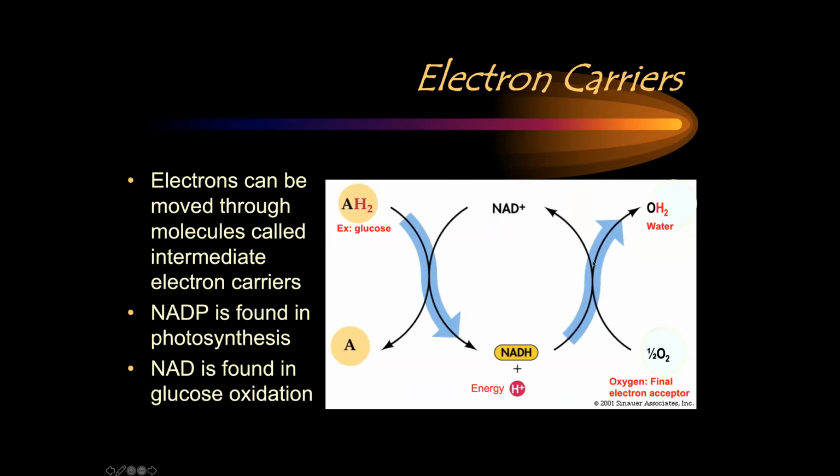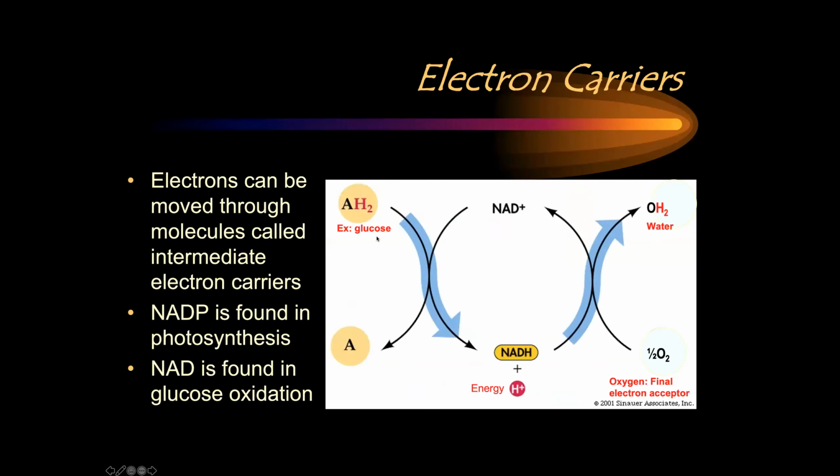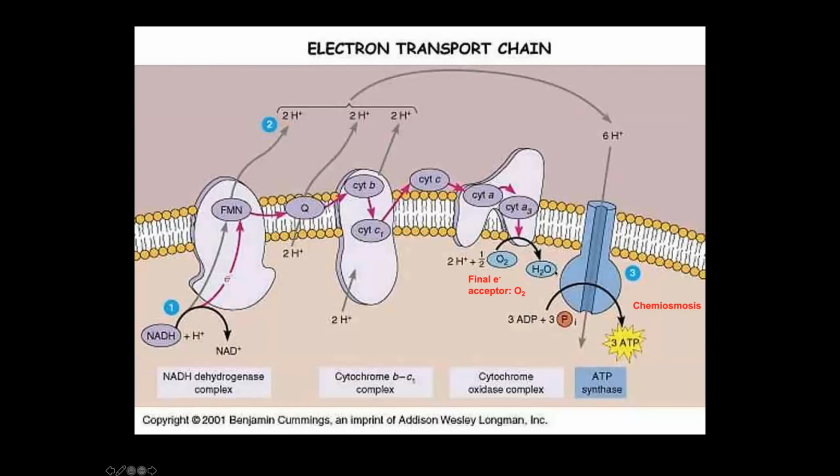So let me just go back to this, where I was trying to make the point that electrons are transferred from one molecule to a carrier to another molecule. Instead of one carrier here, we have a whole series of carriers in the electron transport chain. So each of these carriers shown here is one of these steps. And in the end, we start out with a reduced compound. We end up with ATP.